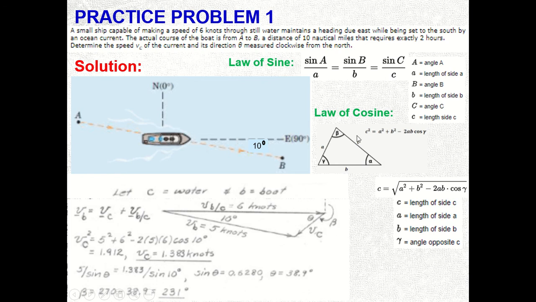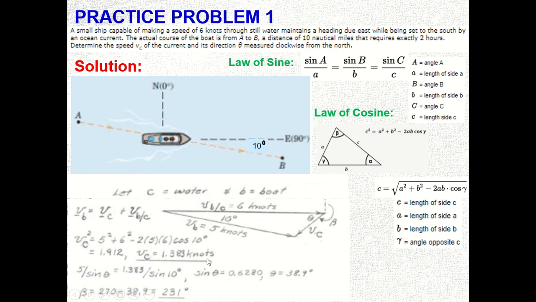All right, so using the law of cosines, this side can be solved using this formula. The square of the side equals the sum of the squares of the two other sides, then minus twice the product of these two sides, 5 and 6, times the cosine of the angle between them, or the included angle, which is 10 degrees. So here we got Vc equal to 1.383 knots.